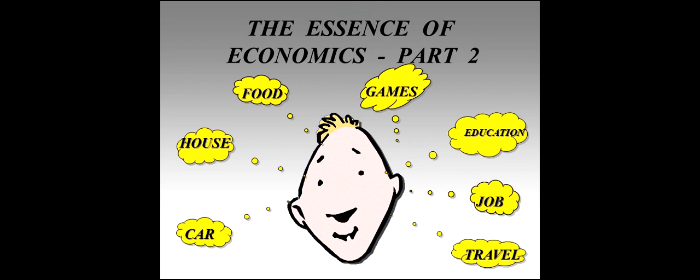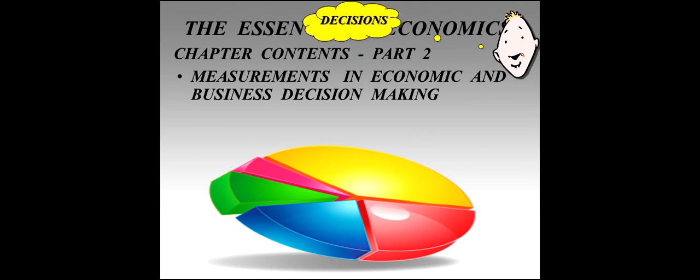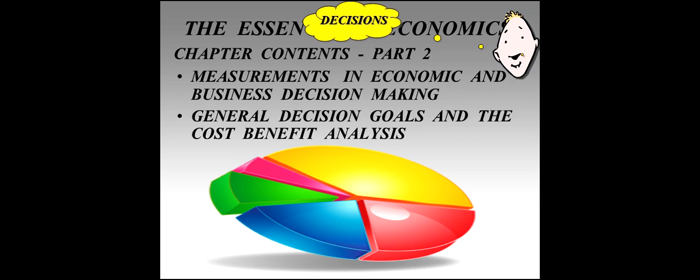Here now is part 2 of that critically important chapter number 2, the essence of economics. In part 2 of this chapter, we're fundamentally going to do two things. The first is look at measurements in economic and business-specific decision-making, and then wrap up chapter 2 in general by looking at general decision goals and how they fit into the cost-benefit analysis.